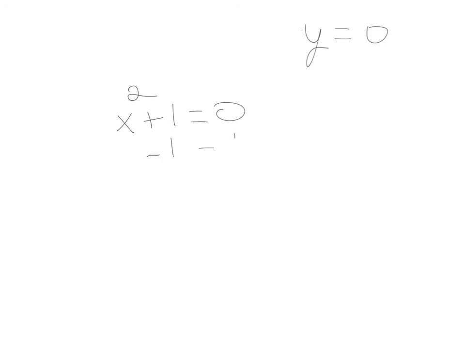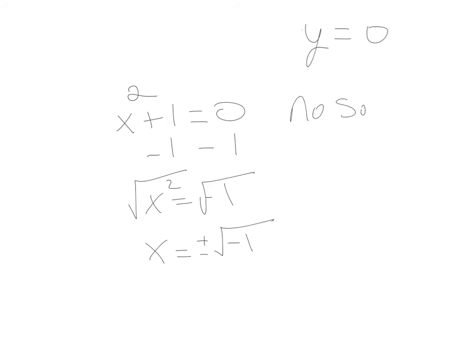I'll subtract 1 from both sides, and I'll get x squared equals negative 1. Square root of x squared, square root of negative 1, x equals the positive or negative square root of negative 1. We don't have any real numbers that can satisfy that. So this, we would say, has no real solutions. Actually, we should include the word real. No real solutions, okay?